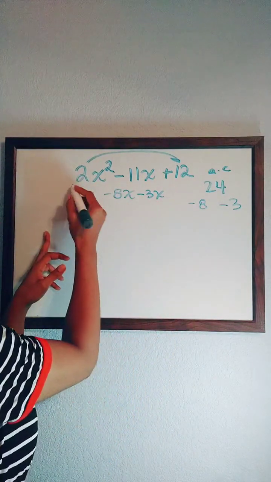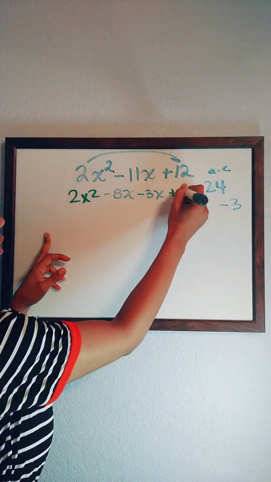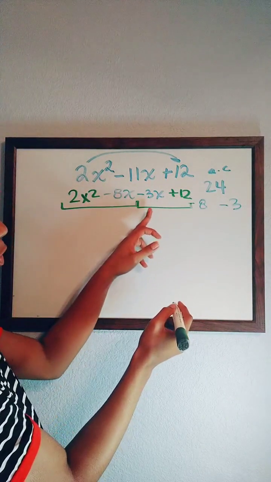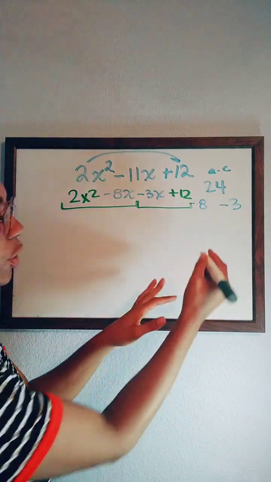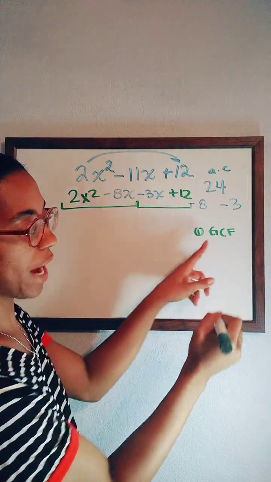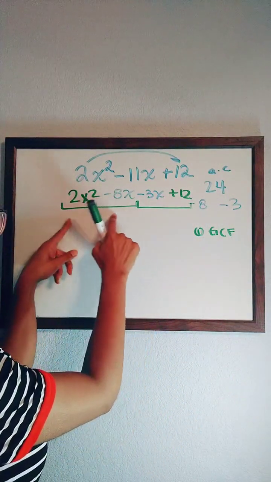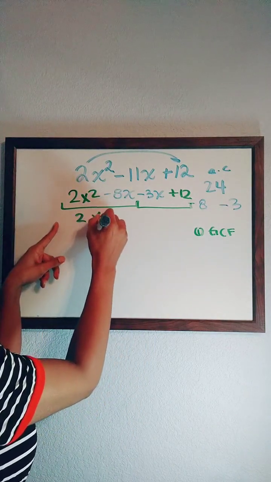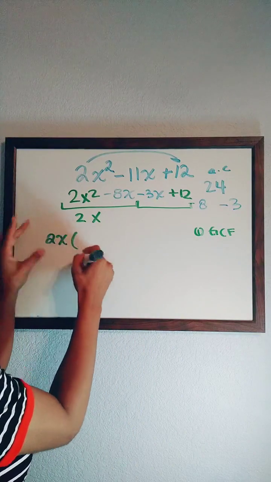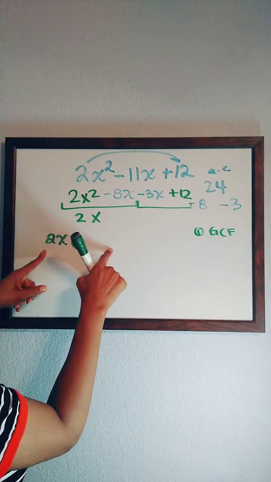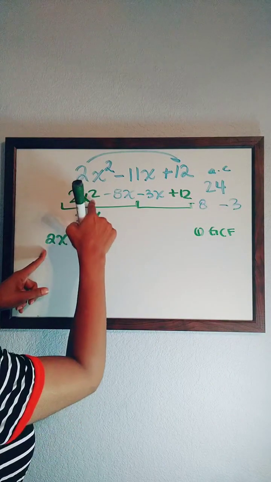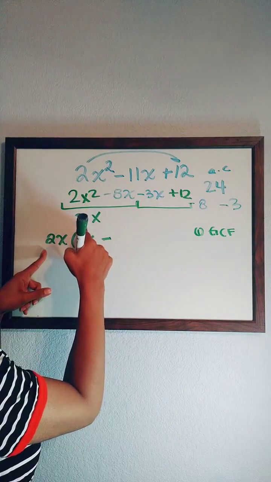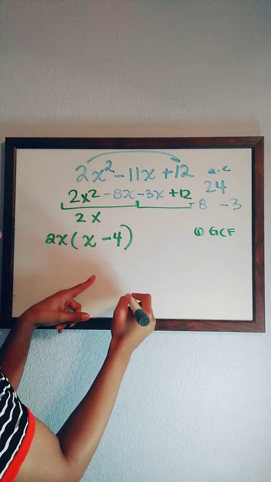It's called factor by grouping. So what I'm gonna do is rewrite this as a 4-term polynomial, and now I'm gonna factor by grouping. One of the first things you always look for when you factor is the GCF. The GCF of 2x squared and negative 8 is going to be 2x. So I'm going to write this as a factored expression where 2 divided by 2 is 1 and x divided by x is x, minus 2 divided by negative 8, divided by 2 is 4, and that's it.